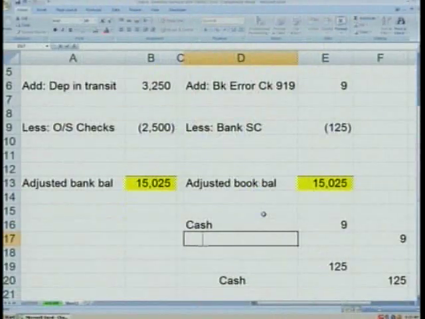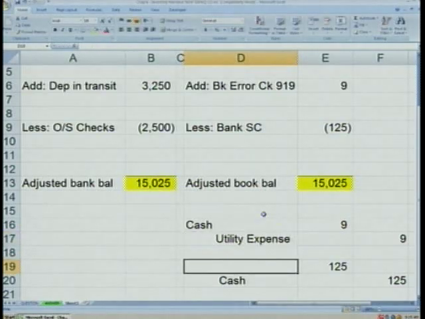So what we actually credit here, going back to the Excel, is utility expense. Does that make sense? Because we don't owe anybody anything. We paid the correct amount. We just recorded it wrong in our books. Okay, for the 125, the bank service charge, what would make sense that we debit?